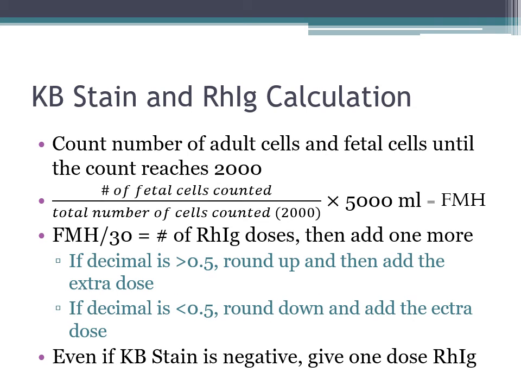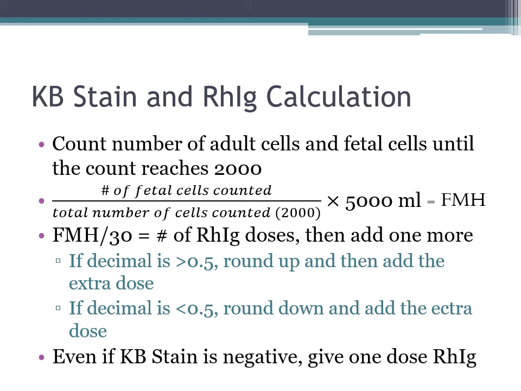For the calculation, we're going to count the number of adult cells and fetal cells until the count reaches 2,000. We're going to take the number of fetal cells counted, divided by that 2,000 total counted, times 5,000. This is going to be the fetal maternal hemorrhage. You take that number and divide it by 30. That's going to be the number of RhoGAM doses we need, and then we're going to add one more.